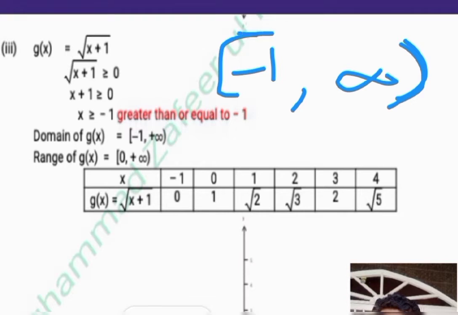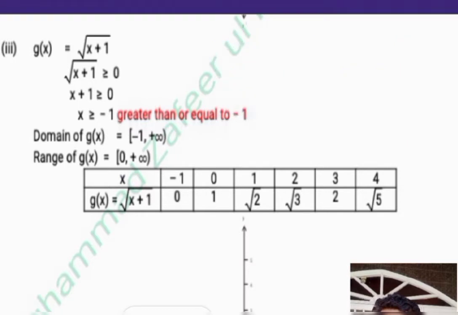These are the domain. A square bracket means include, and a small bracket means not include. If there is a square bracket, the number is included. Infinity is not a number, so we write a small bracket. And as I've told you in the last part, a square root is always 0 or positive. It means there is no negative answer. It means there are 0 or positive values in the answer, and the answer is the range.